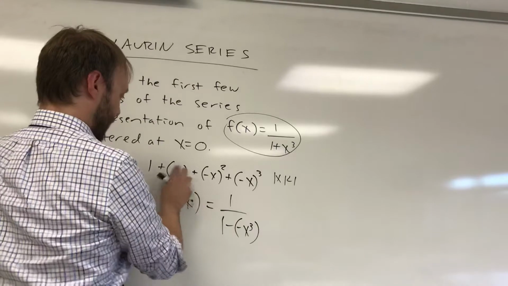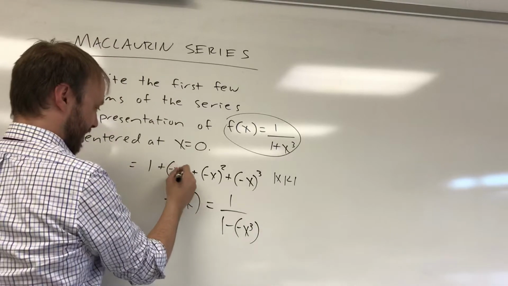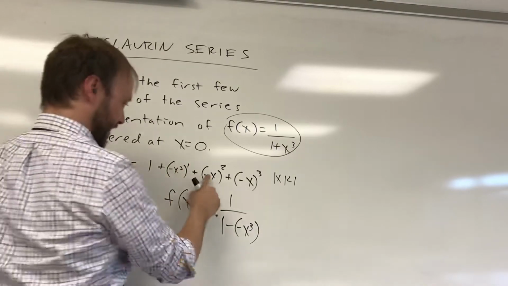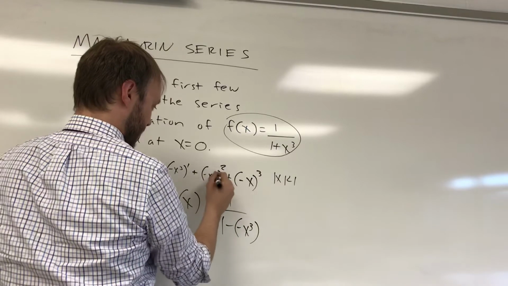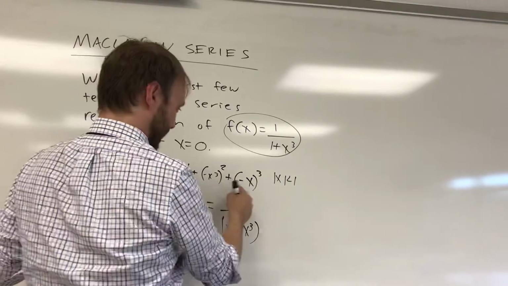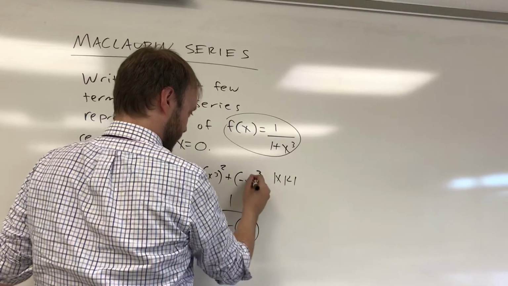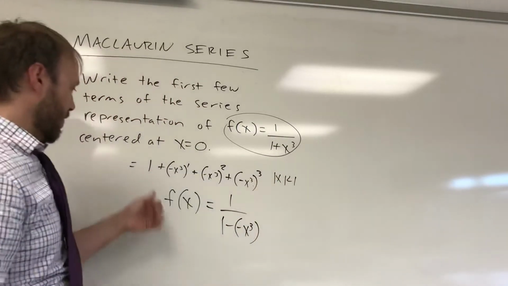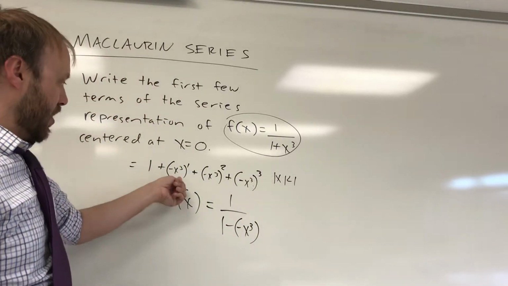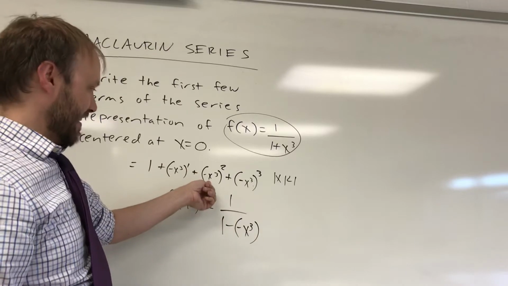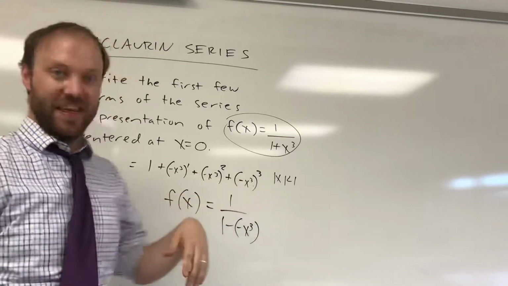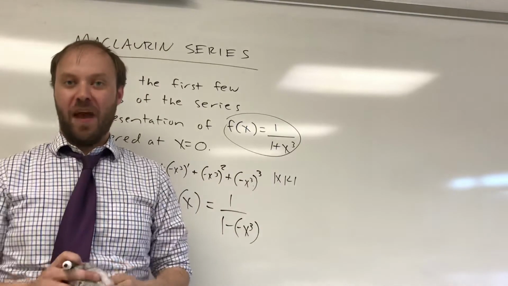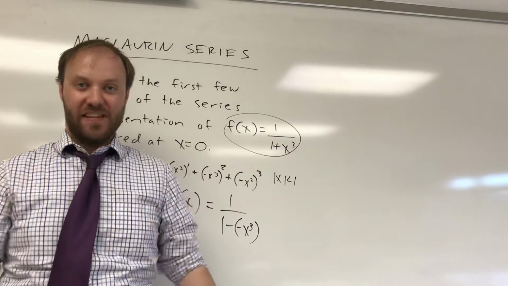So I would have 1 plus negative x cubed to the first, plus negative x cubed to the second, plus negative x cubed to the third, and so you'd end up with 1 minus x cubed plus x to the sixth minus x to the ninth, and so on. And you can kind of figure out what your pattern is from there. So you can tweak these things, okay?